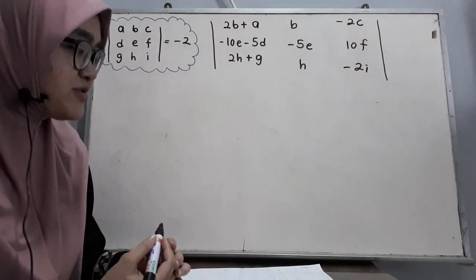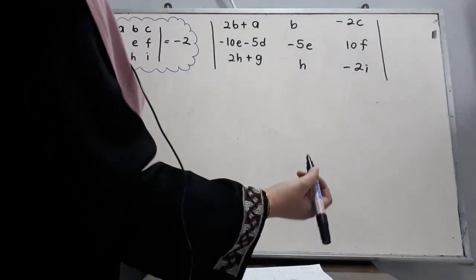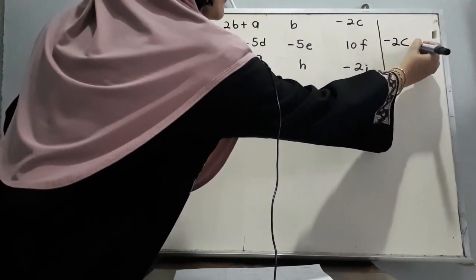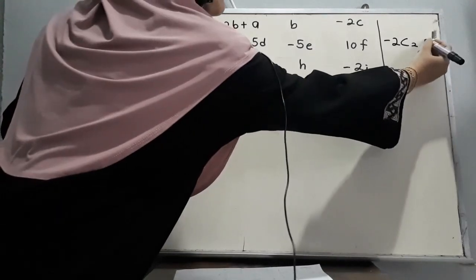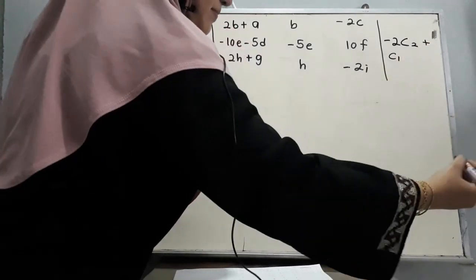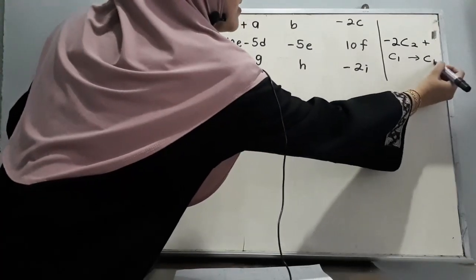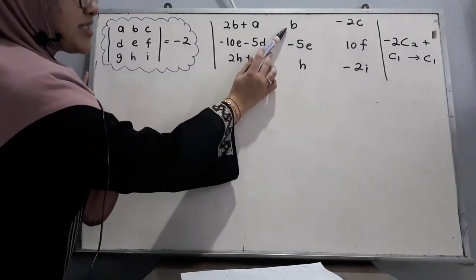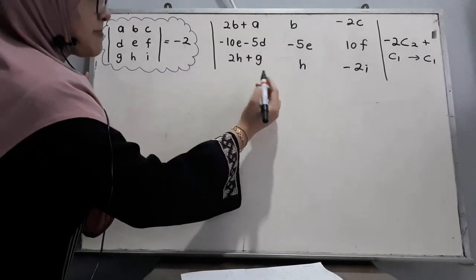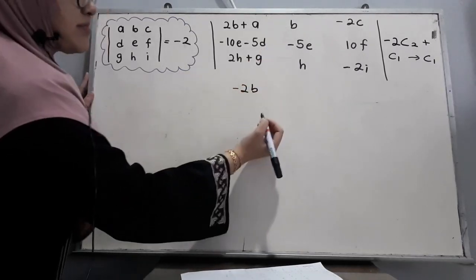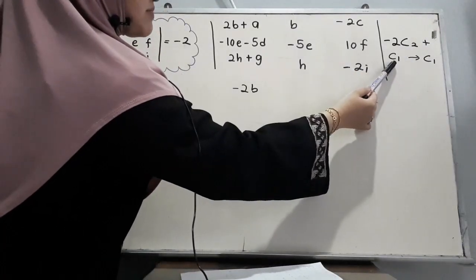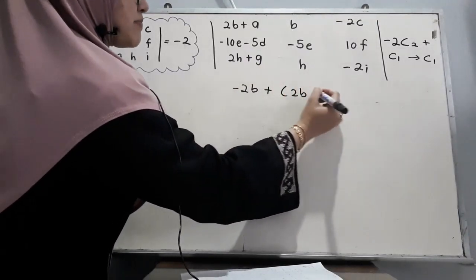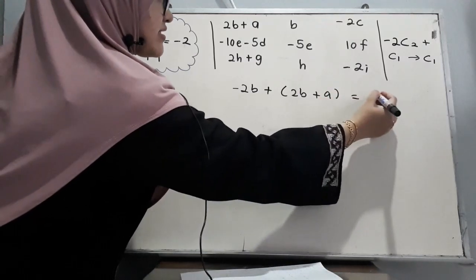First operation that we can do is that multiply the second column by -2 plus first column to change the first column. -2 multiplied by b, we have -2b plus column 1. So -2b plus 2b plus a equal a.